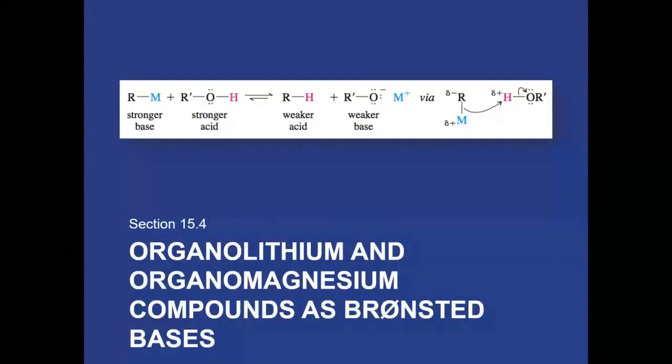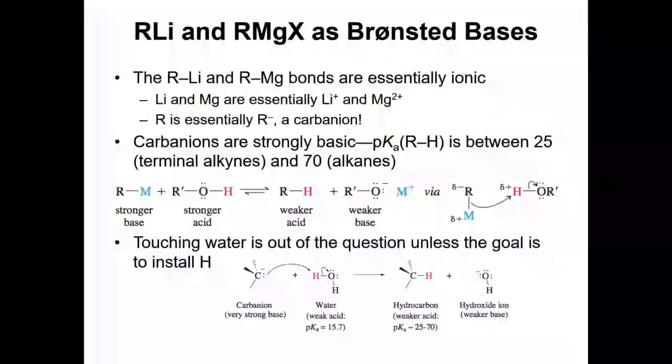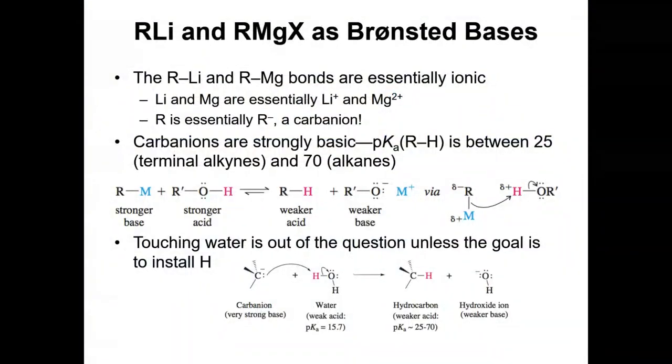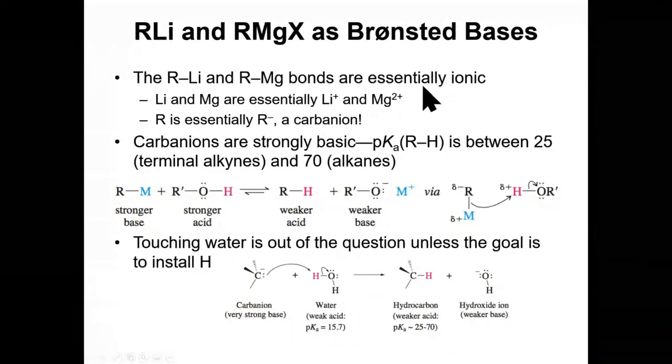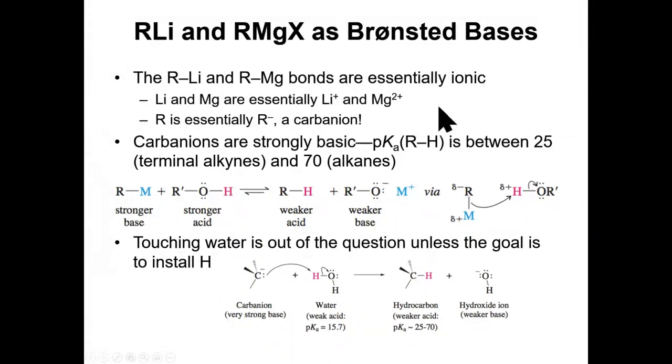Now let's look at the organolithium and organomagnesium compound properties. First, as I emphasized earlier, in the carbon-lithium and carbon-magnesium bonds, the carbon is so much more electronegative than the metal. So we can consider, it's not completely right but it's a relatively safe simplification, that they are ionic and the carbon is negatively charged. So organolithium and organomagnesium, or Grignard reagents, are carbanions.